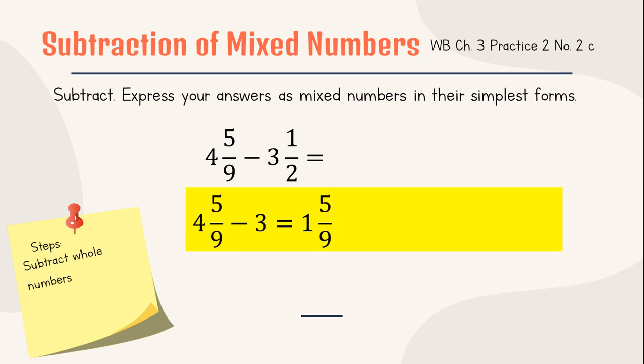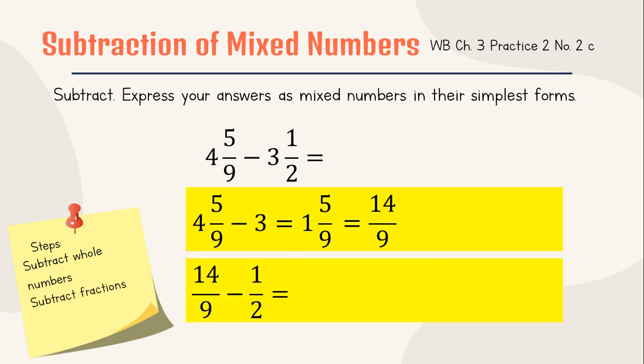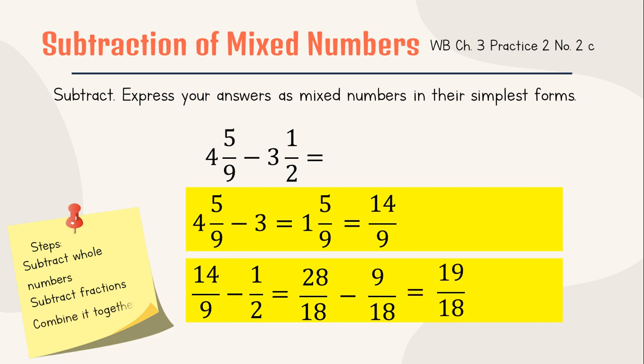First of all, subtract the whole numbers. 5/9, then make it into a fraction: 14/9 minus a half. So what is the same denominator? 18. 18 divided by 9 equals 2, times 14, 28. 18 divided by 2 equals 9, times 1, 9. 28 minus 9 equals 19/18. So what is that? 1 1/18. The answer is 1 1/18.